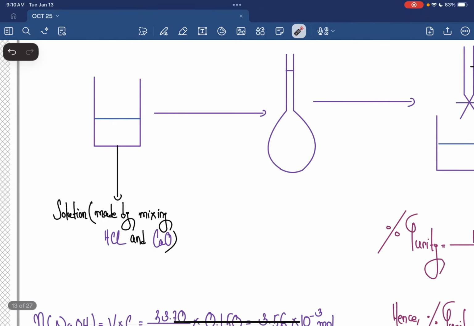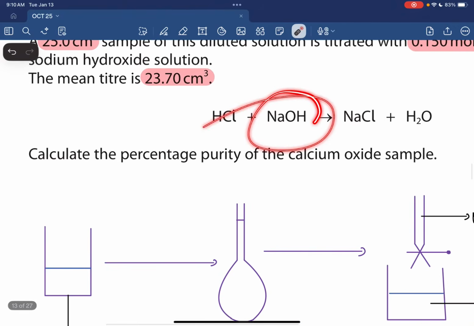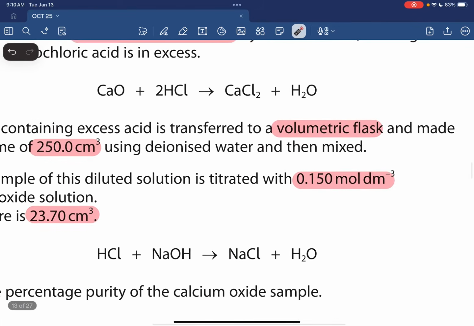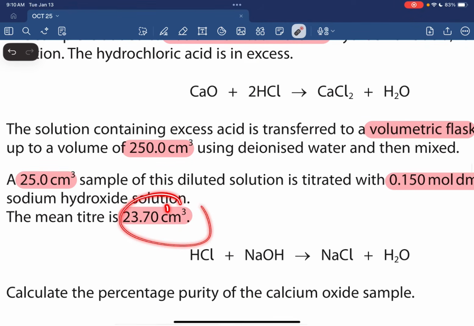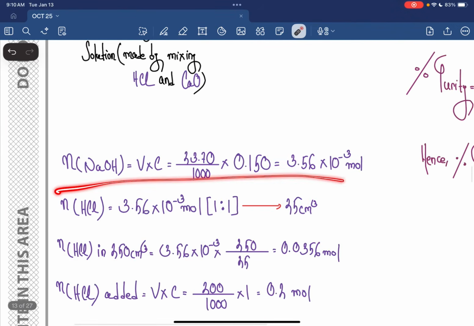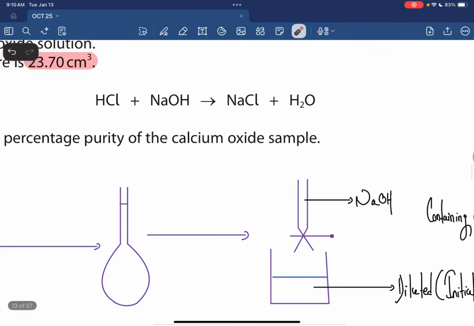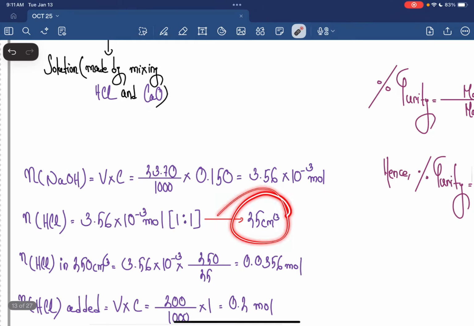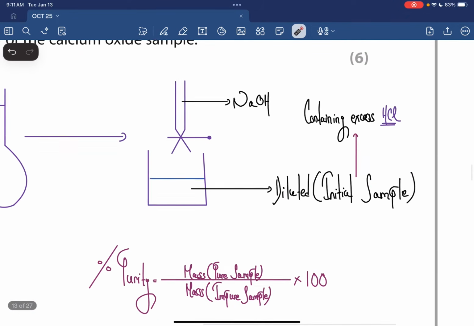So let's start with the moles of this. Volume times concentration. The titre volume was given as 23.70 over here, and the concentration was this. The volume needs to be converted to dm cube. And then you have the moles of HCl because they are reacting in a 1:1 ratio. Now the thing is that this is for 25 centimeter cube only.